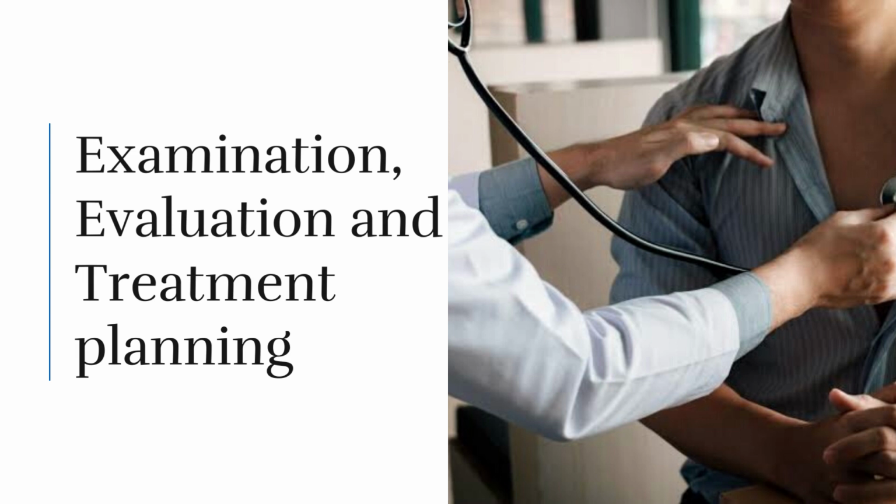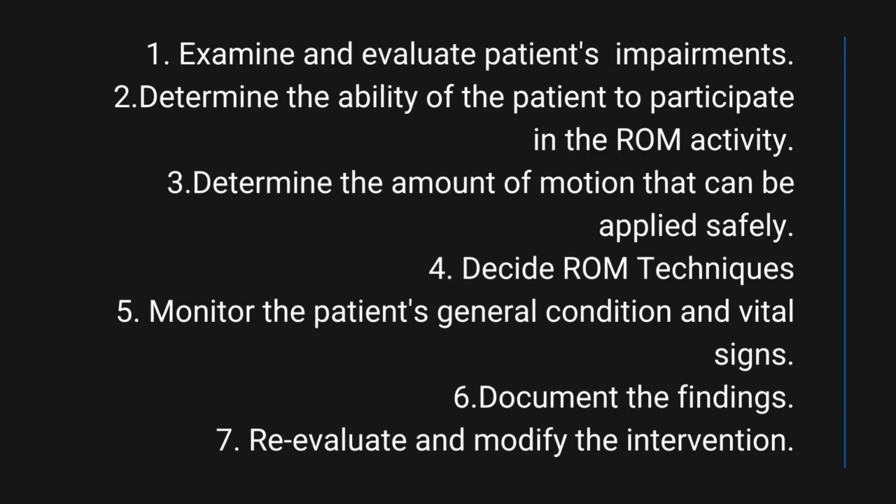So, the first step is the most important step, that is examination, evaluation, and treatment planning. So the procedure includes, first of all, we have to examine and evaluate the patient's impairments and level of function, determine any precautions and their prognosis and the plan of intervention, then determine the ability of the patient to participate in range of motion activity, whether it's passive range of motion, active range of motion, or active assisted, to meet the immediate goals. Then we have to determine the amount of motion that can be applied safely for the condition of tissues and for the health of the individual.